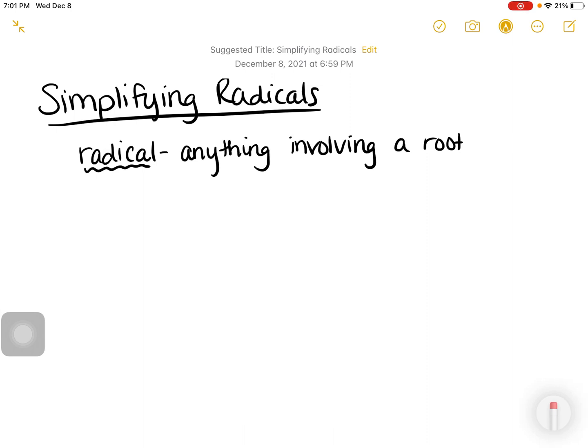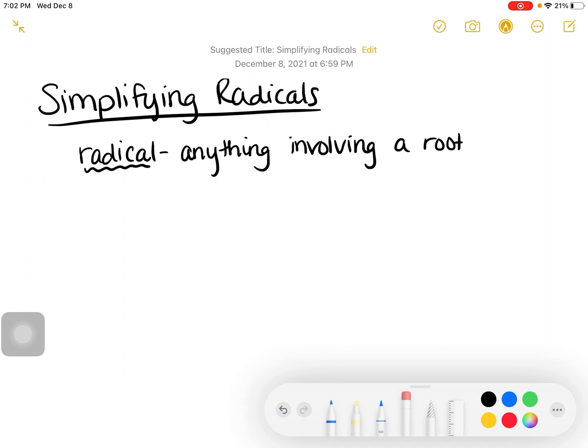But simplifying radicals, we've been working a lot the past few days on square roots and cube roots, and so this is another way we can solve those problems without estimating them. So the title says simplifying radicals. We haven't really used that terminology yet, but a radical is anything that involves a root. Square root, cube root, fourth root, fifth root, any of that. Now, we've only been working with square roots and cube roots.